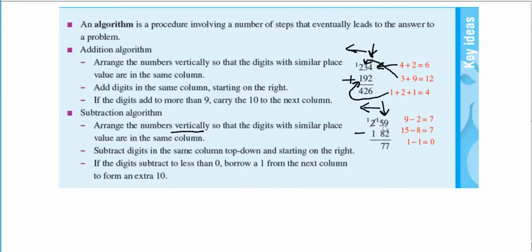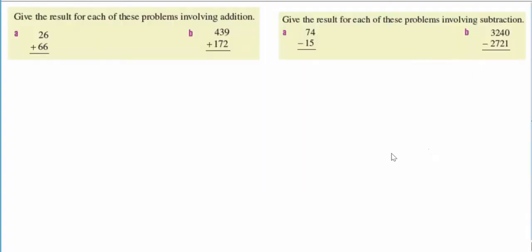So that's actually 150 take 80 now. But we won't count the 0, so you just go 15 minus 8, which gives you the 7, and then 1 minus 1 is 0, so you end up with 77. Okay, that's easy. Let's look at some examples.